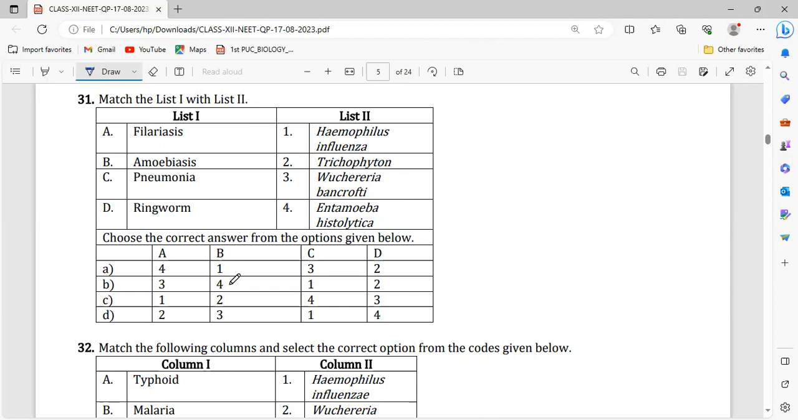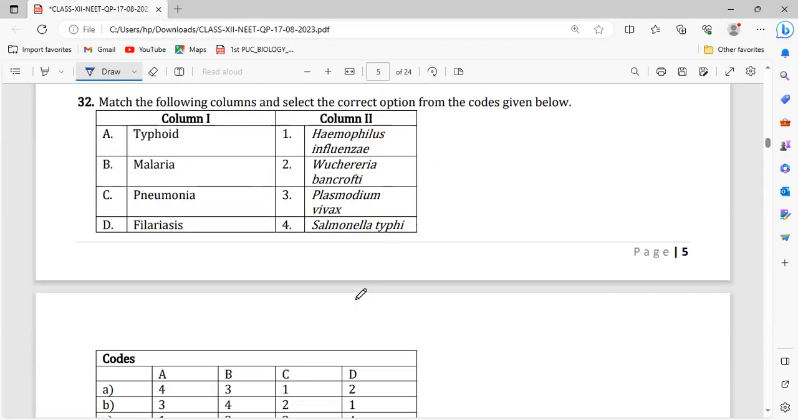If you just see the options, all are different. So just find out which is for A, filariasis. This is caused by Wuchereria bancrofti, right? So A will match with 3. So directly we can go with option B. If you see the others, they will match. Amoebiasis goes with Entamoeba histolytica. Pneumonia is caused by Haemophilus influenzae. Ringworm by Trichophyton. So this is how you save your time during the exam.